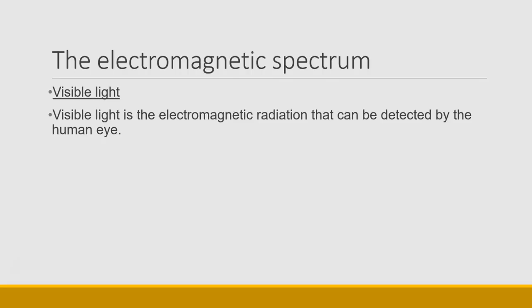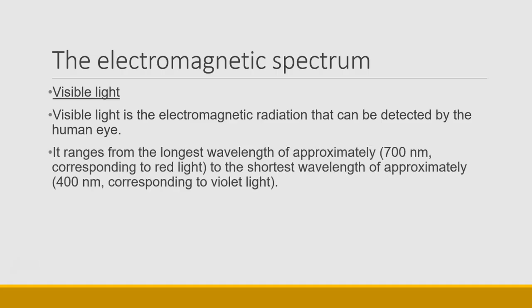The next type of radiation is visible light, and that is the type of electromagnetic radiation that can be detected by the human eye. As we already mentioned in the last lesson, it ranges in wavelength from about 700 to 400 nanometers. 700 nanometers corresponds to red light. Red light is the lowest energy visible light wave. 400 nanometers corresponds to violet light. Violet light is the highest energy visible light wave.